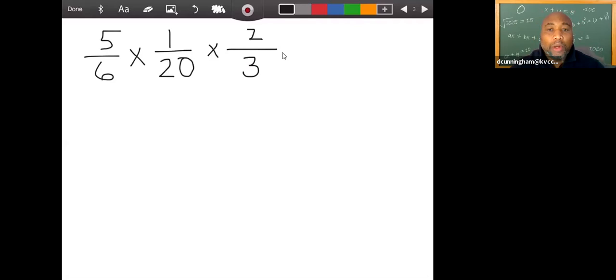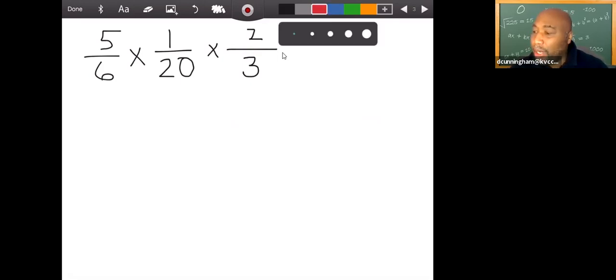So let's do one more multiplication problem. On our whiteboard, I have 3 fractions. And I'm going to use the cross cancellation method. Now, if you don't like that, you can just multiply 5 times 1 times 2 for the numerator, and then do the same for the denominator. In this case, I'm going to go cross cancellation, I'm going to cross over. So I'm going to use red so you can see what I'm crossing out.